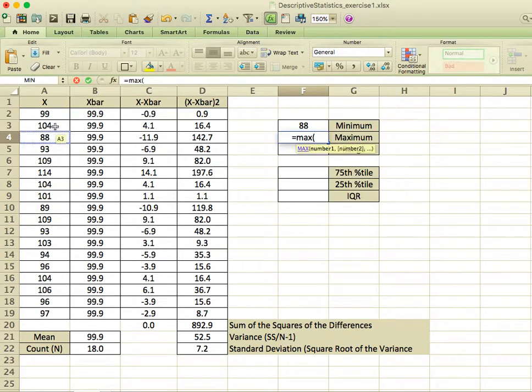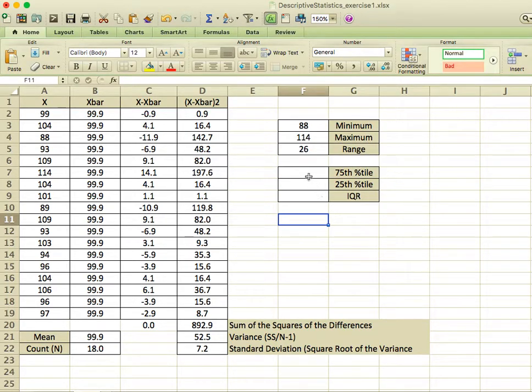Okay, the maximum value of all of these numbers is 114. The range is the maximum value minus the minimum value. Similarly, I can take the percentiles of these numbers, especially important percentiles like the 25th and the 75th percentile, which help us draw a box plot if we want to.